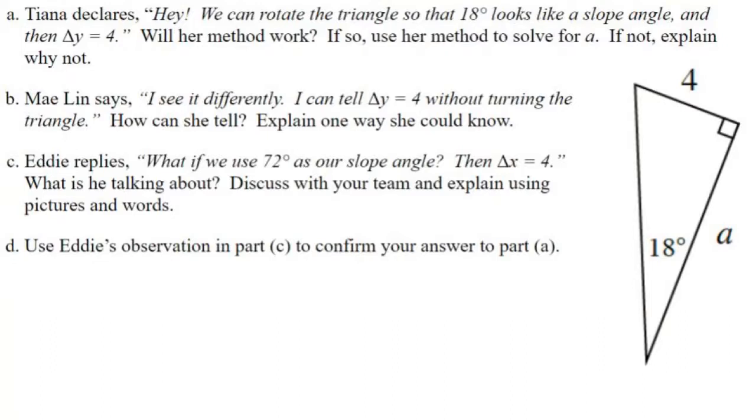How can she tell? Well, if you imagine tilting your head to one side, you can see that the change in y is always the side that's across from our angle, across from 18 degrees in this case. Imagine a flashlight sitting right at that 18-degree angle, and you turned on the flashlight or a laser pointer. Which side is it going to be shining light on? It's not going to be shining light on a, it's not going to be shining light on the hypotenuse, it's going to be shining light on 4. You can imagine this as a side view of a beam of light coming out of a flashlight, and it's shining on the wall made by 4.